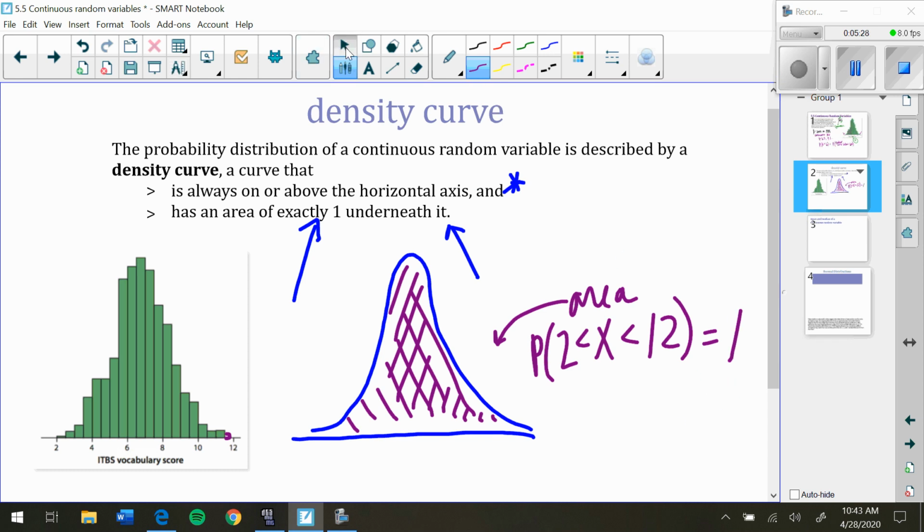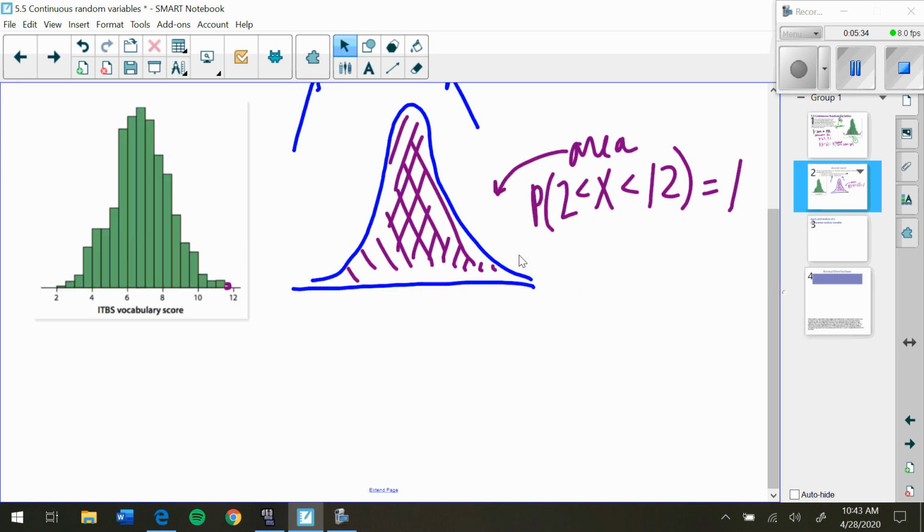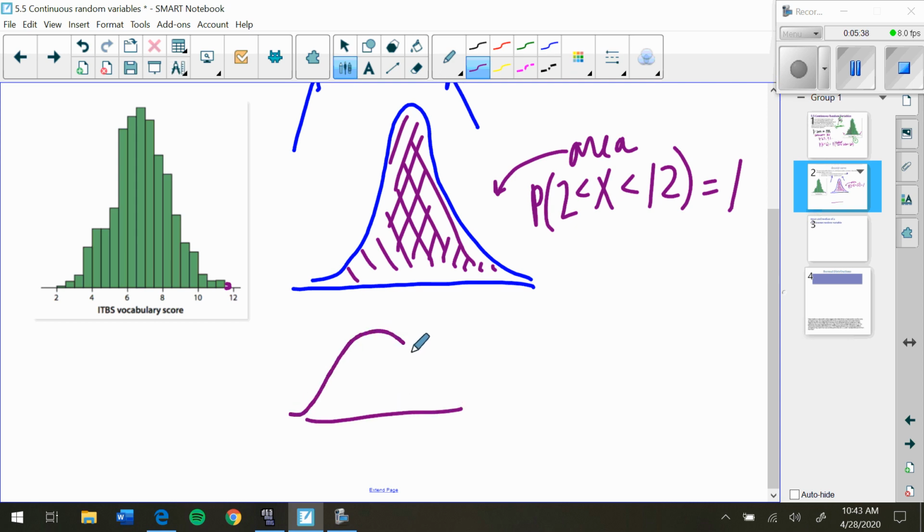Well, why is this helpful for us? It's especially helpful because we can use density curves to find probabilities. Let's say I still have this same example, the Iowa Basics, and let's say I want to find the probability that a student gets less than a 6 on the exam. Well, then I'm looking for this shaded area right here.